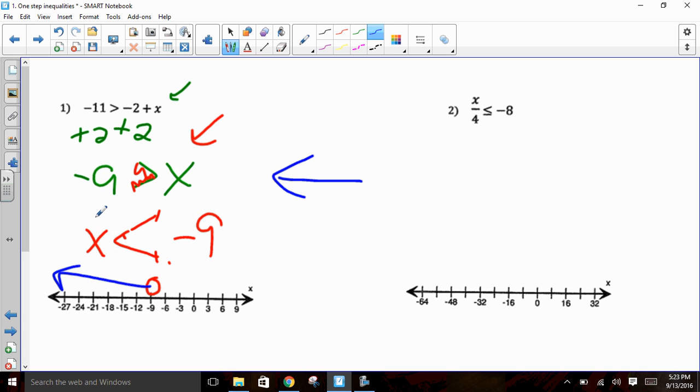So in this first example, I have x is less than -9, so I have an open circle at -9, and I'm shading to the left.